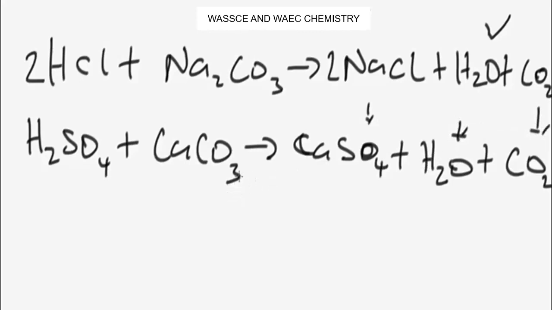Now, what of calcium? Calcium is 1. Calcium is 1. Calcium is balanced. What of carbon? Carbon is 1. Carbon is 1. So this reaction is balanced. So this is basically what you're going to have when acids react with metal carbonate. Remember, this metal carbonate here is serving as a base. Sodium carbonate here, calcium carbonate here, they are serving as a base. So these are the basic information you have to know about reactions of acids.